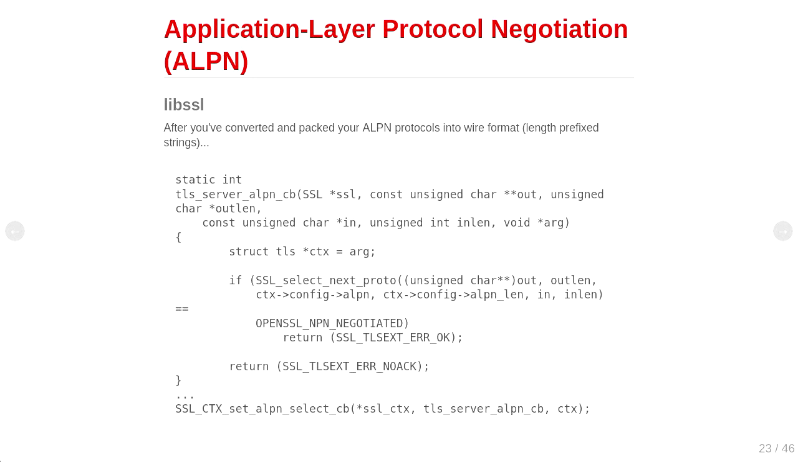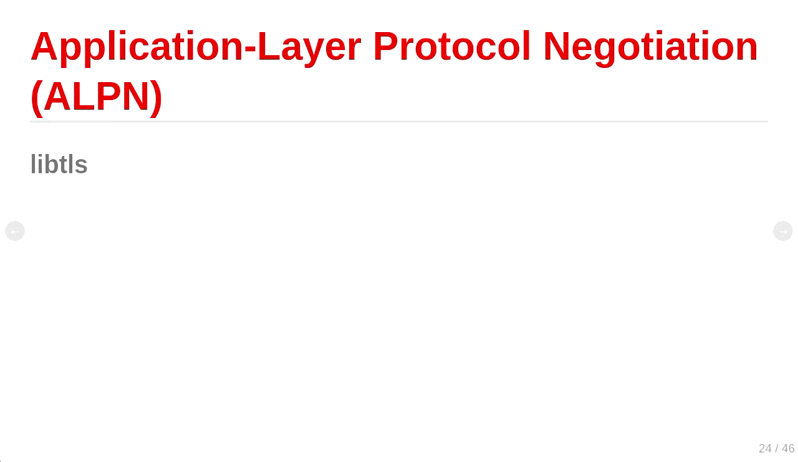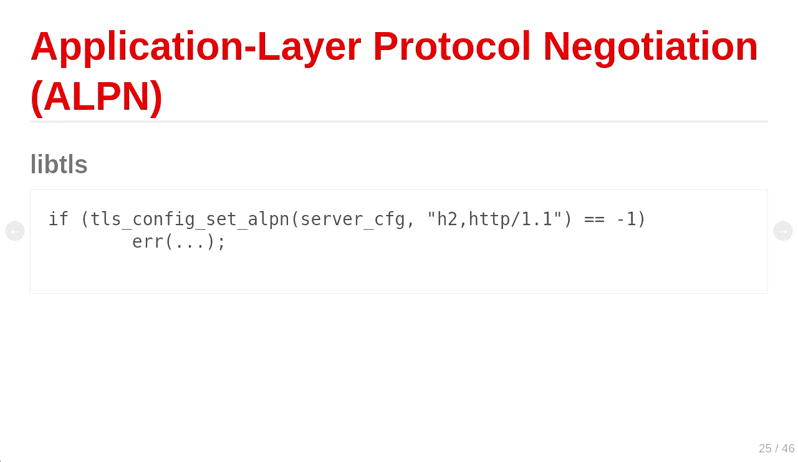Thankfully, they provided a function called SSL select next proto, and this will basically do the heavy work of working out what one end offered, what the other end offered, in terms of a wire protocol, and return one of them to you. And we can do that. In libtls, we decided that we'd make this horrifically complex. That's all we have to do. We support HTTP 2, we support HTTP 1.1, take your pick. And this is equally valid for both client and server. On both sides, we can find out what was actually picked by a separate function. But this is all you need to do as far as actually setting it up.